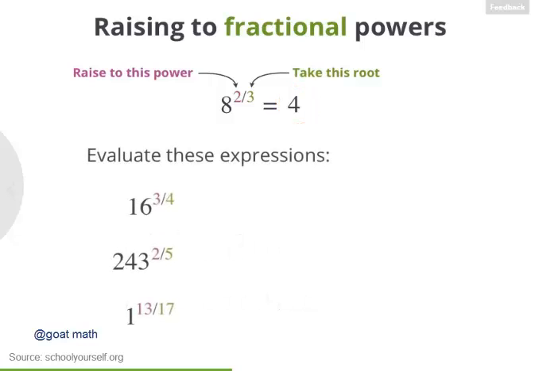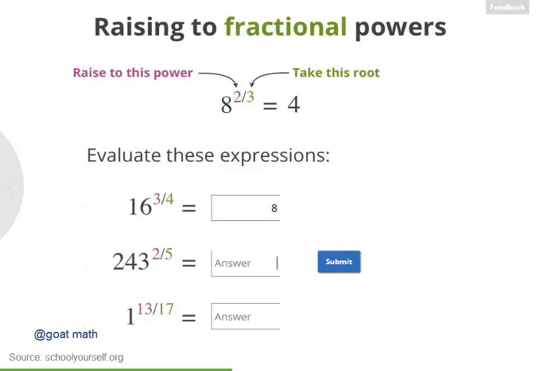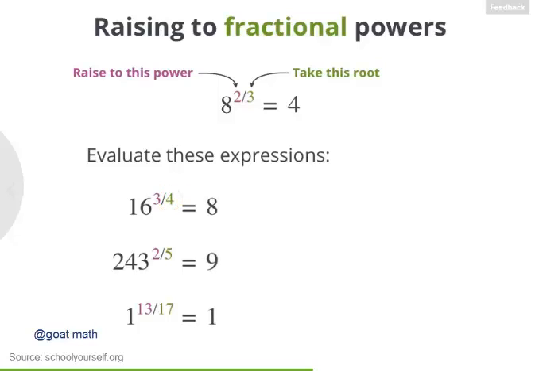For your next challenge, try evaluating these three fractional powers down here. Excellent! The fourth root of 16 is 2, and then cubing gives you 8. The fifth root of 243 is 3, and then squaring gives you 9. And if you start with 1, raising to the 13th and then taking the 17th root still gives you 1.